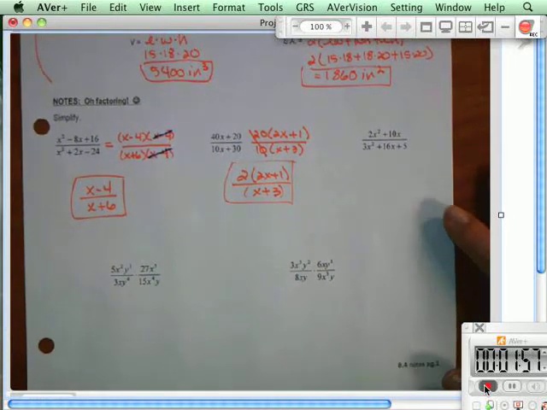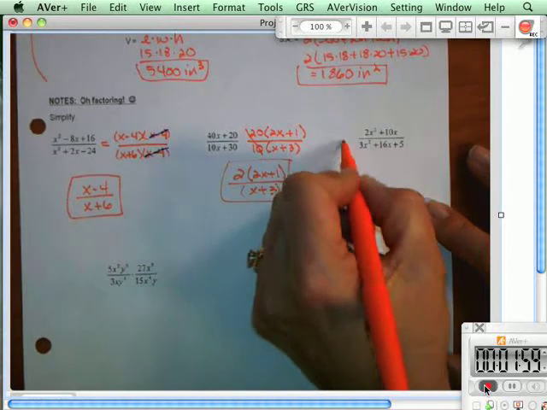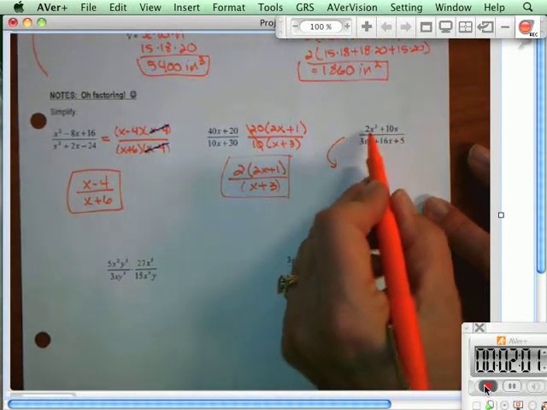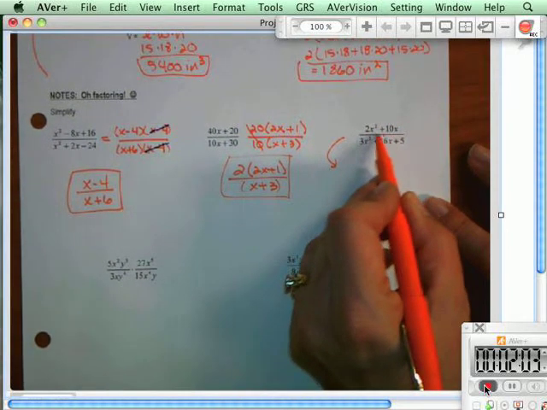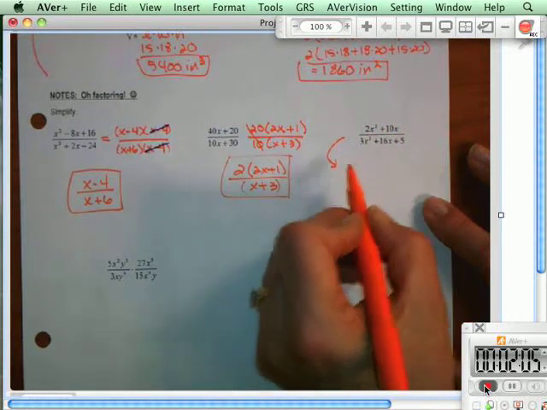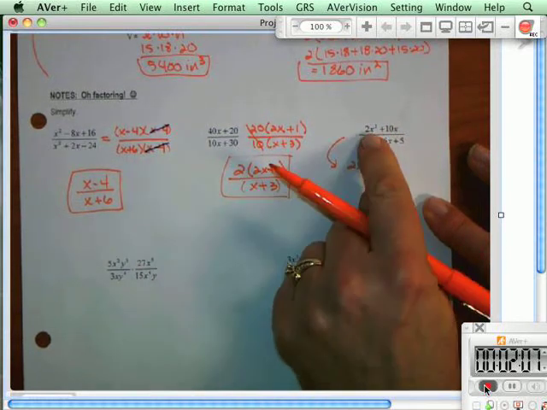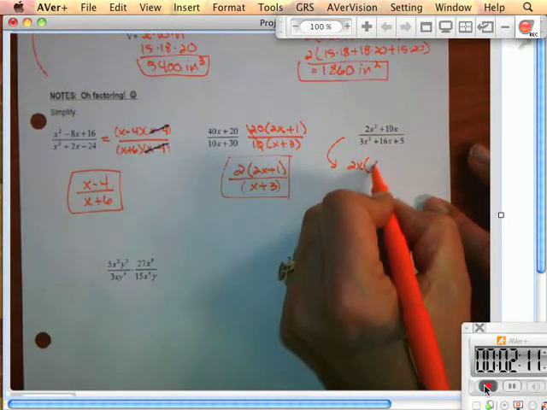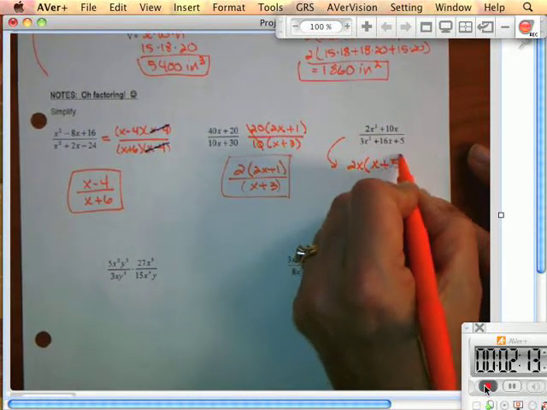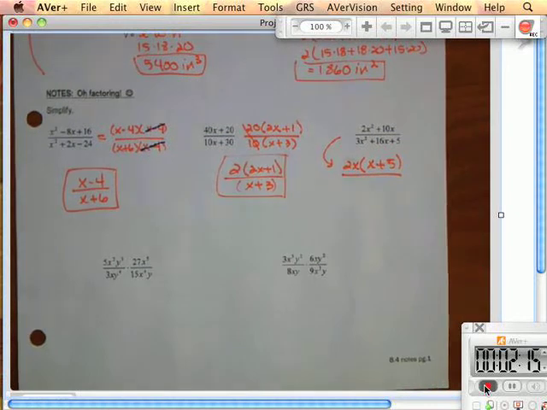Okay, I'm going to work down here. So the numerator, what can I pull out of both terms of that numerator? A 2x. So I'm going to do that. If I pull a 2x out of here, what am I left with? Just an x and then a 5. And that's my numerator. But we have a little situation in the denominator. What's the situation? The leading coefficient is not 1, right?